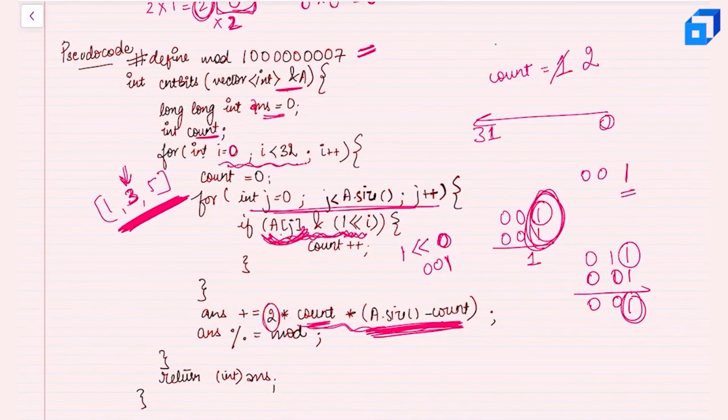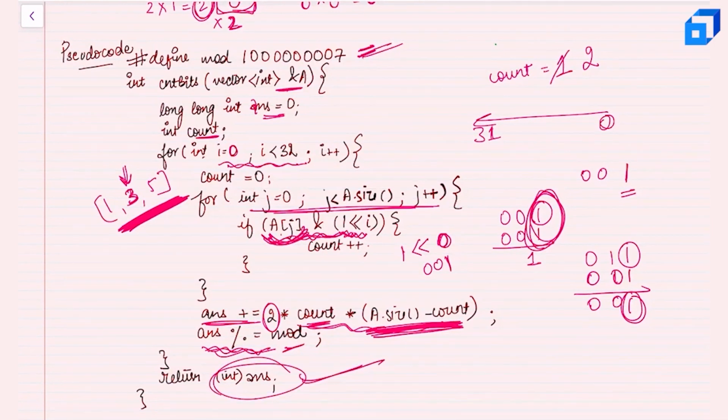And I'll be multiplying that with 2 because I'll be considering ij as well as ji separately, right? And then I'll be adding that to my answer, and I'll also be doing the modding with the mod, which I have taken here, and then I'll simply return my answer.